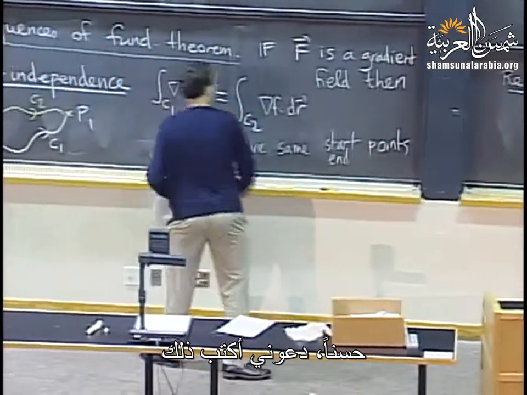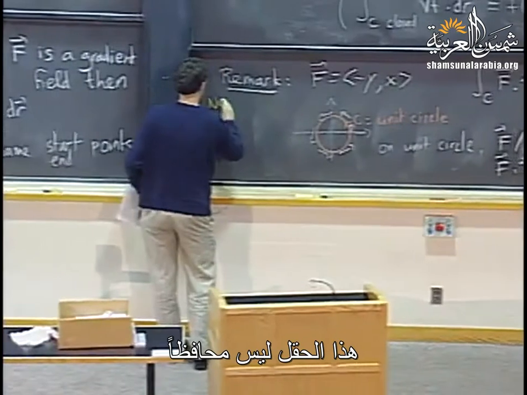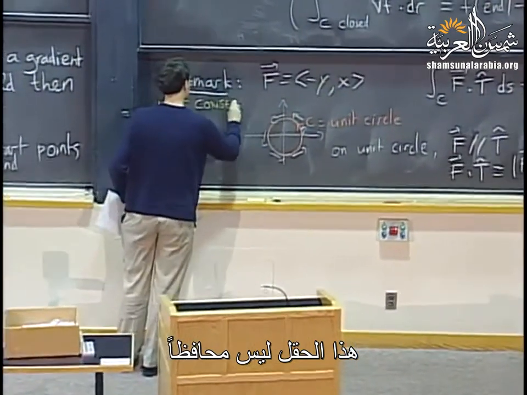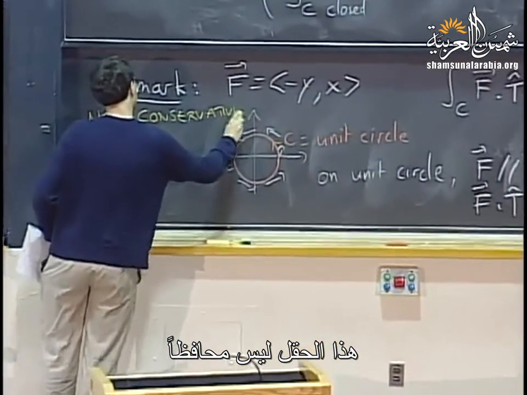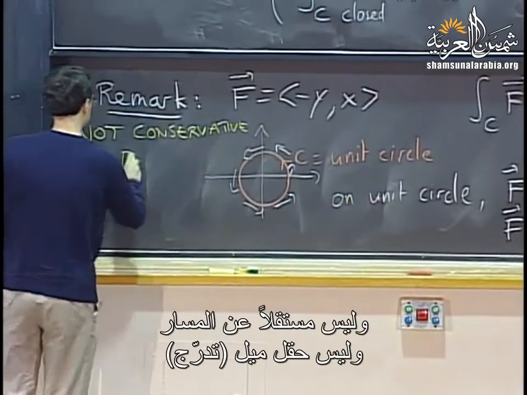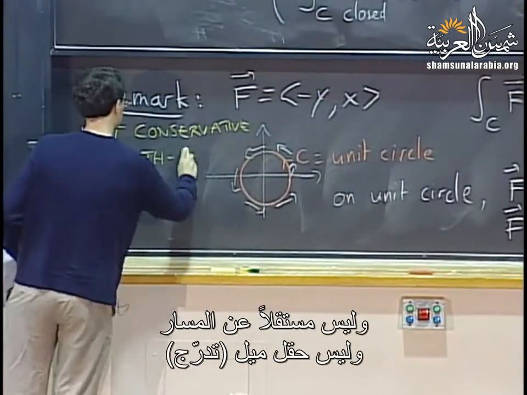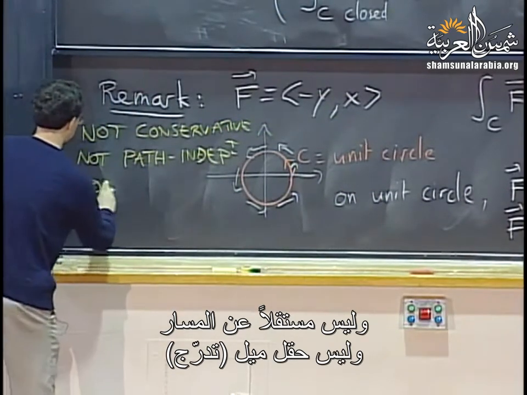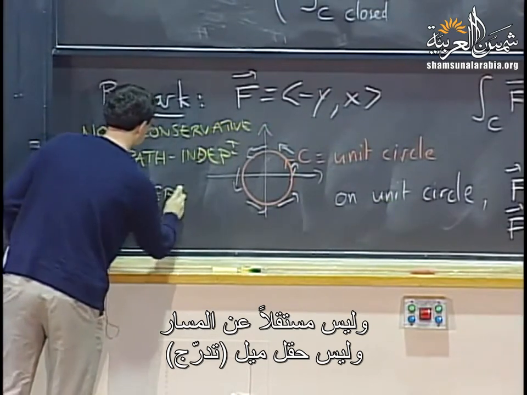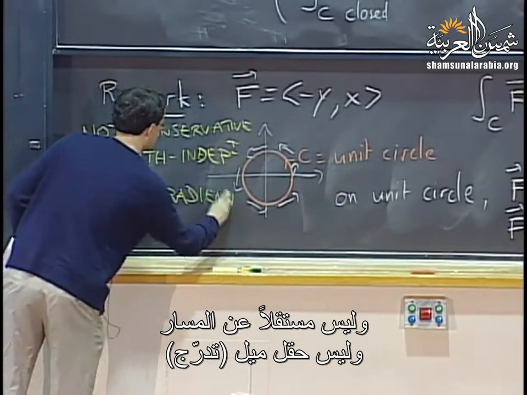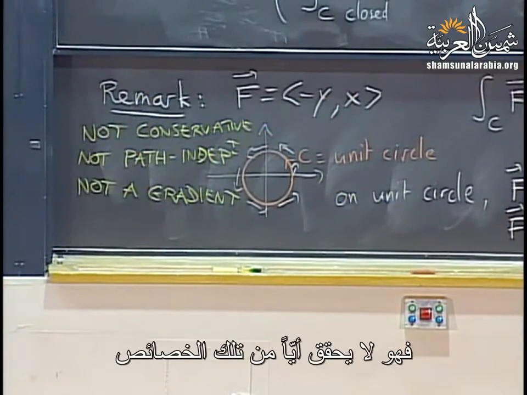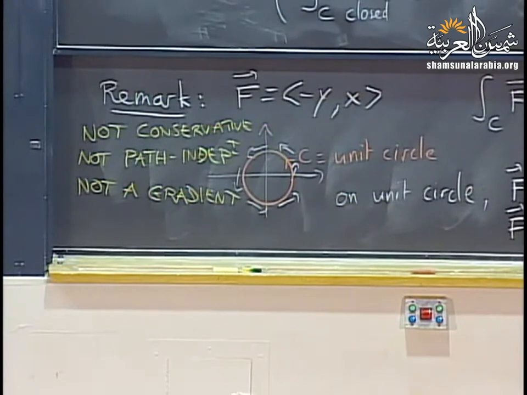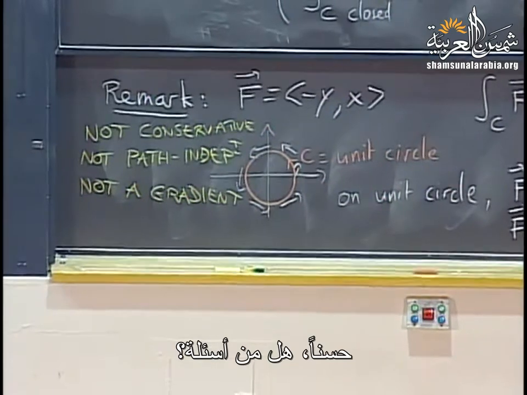So maybe I will write that down. It's not conservative. Not path independent. It's not a gradient. It doesn't have any of these properties. Okay, any questions?